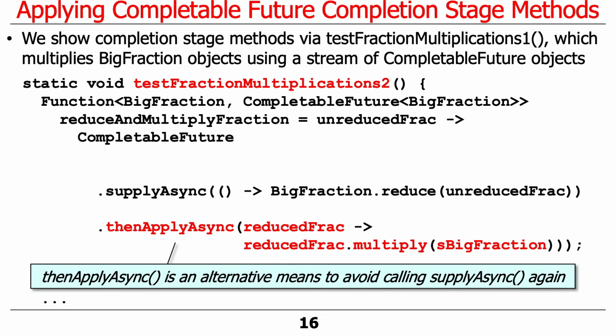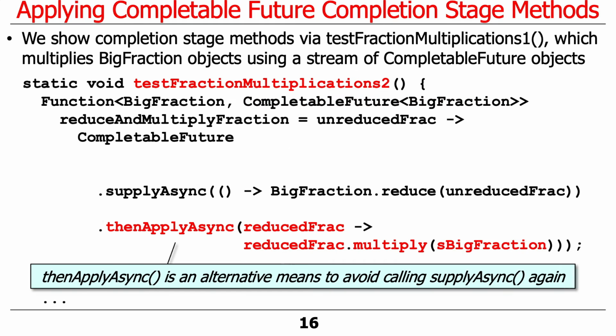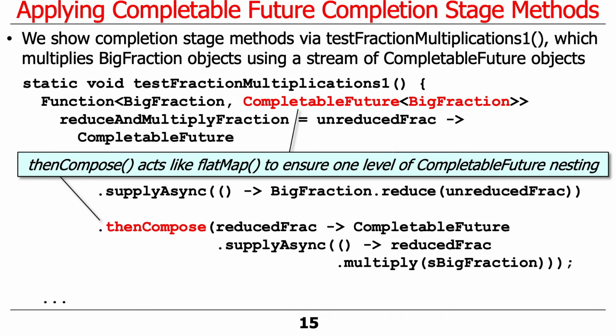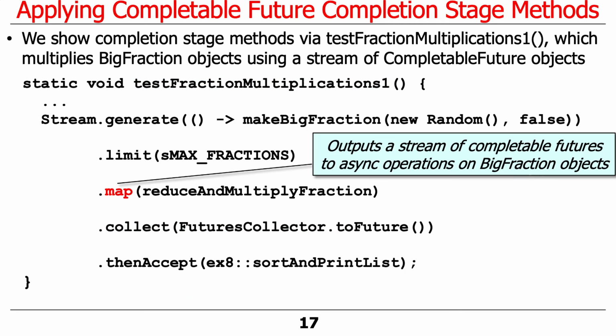Notice, by the way, we also could have done, and probably should have done, a replacement of thenCompose and supplyAsync with thenApplyAsync. I think you would agree that's a little bit cleaner and easier to see. This is a little bit complicated to look at visually; you have to kind of know the idiom to know what it's doing. But this is a cleaner way to do things, so we don't have to call supplyAsync again.